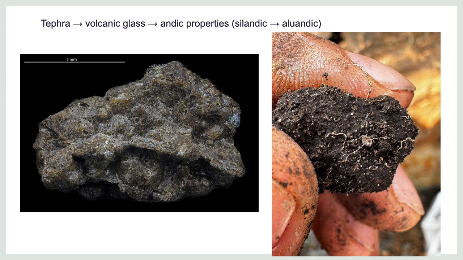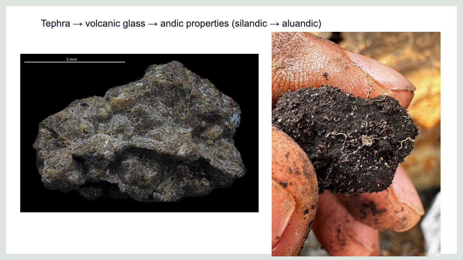Here I can show you some photos, okay? This is a tephra. Tephra is a kind of rock formed by volcanic ash, produced after diagenesis and cementation of volcanic ash. Well, when the tephra starts to weather, you produce some volcanic glass, and this volcanic glass can be seen in the soil, in the epipedon. But if the weathering starts to act on this volcanic glass, then you can find the andic properties in the soil, okay?